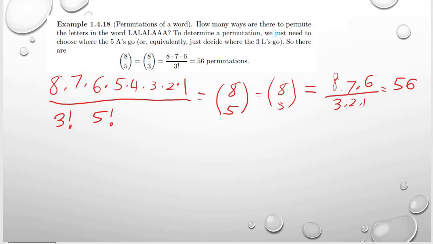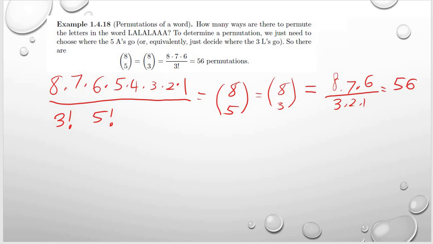Now you can think of this alternatively as choosing where to put the 5 A's. You have 8 places to put an A, and after you put 1, you've got 7 places to put an A, and then you've got 6 places, 5 places, 4 places to put an A. So you can do that, but then you say, wow, I've overcounted because all of these A's are the same, so you would want to divide by 5 factorial.